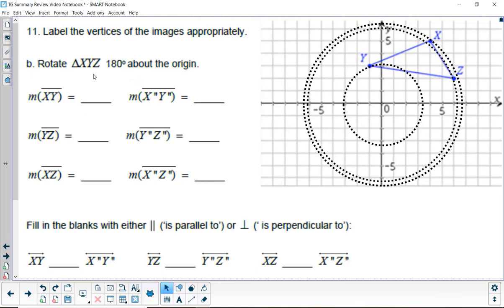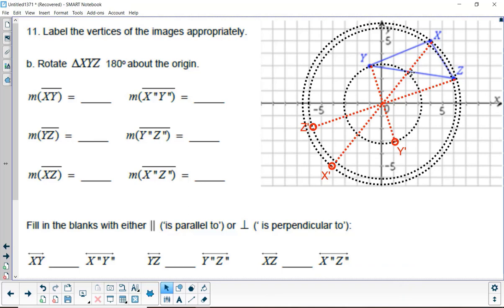Number 11, we're going to rotate triangle XYZ, 11B that is, 180 degrees about the origin. So I've got my concentric circles in here. I'm going to go ahead and draw the lines in. I'm going to do this a little quicker this time. So there are my images, 180 degrees across. I'll go ahead and make it into a triangle and get rid of the construction lines. And here's the triangle. It's X double prime, Y double prime, Z double prime, 180 degrees.